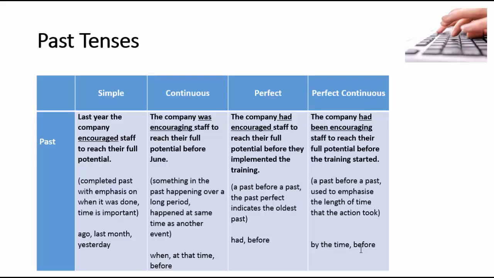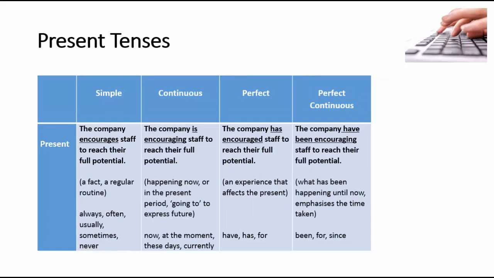Let's turn now to present tenses and the present simple. The company encourages staff to reach their full potential. This is a fact. It's a regular routine. It's something that happens often. So we often use the present simple in business writing. Keywords: always, often, usually, sometimes, never. It's something that we can schedule.